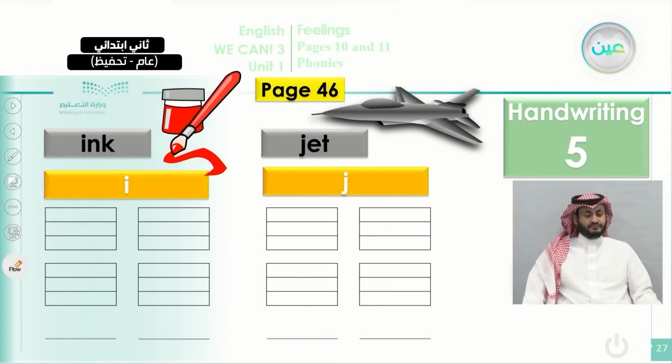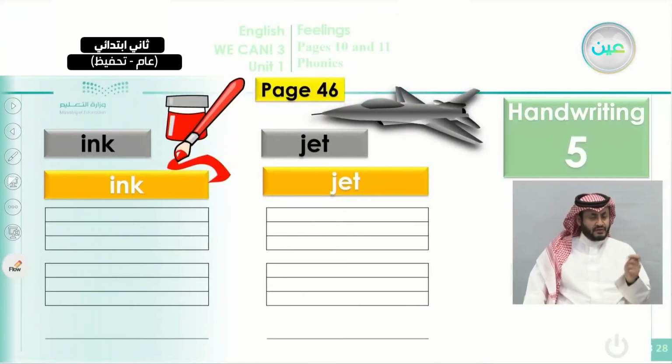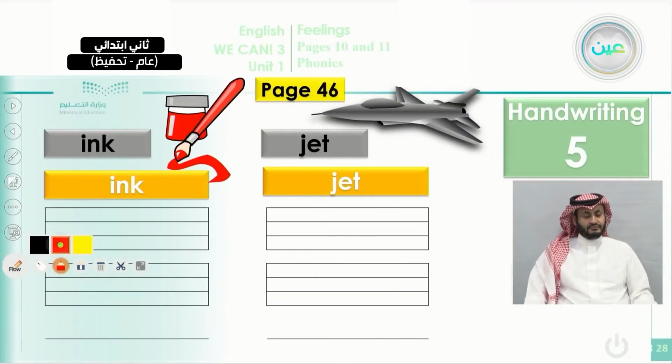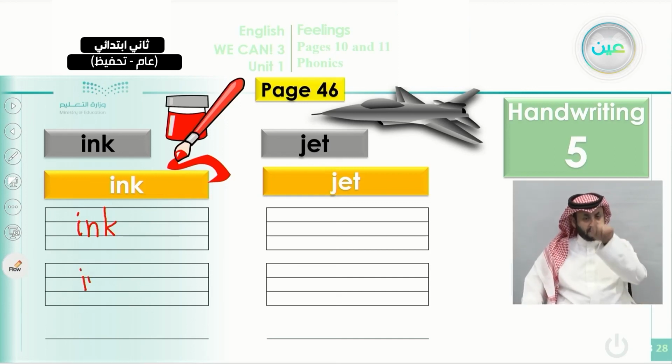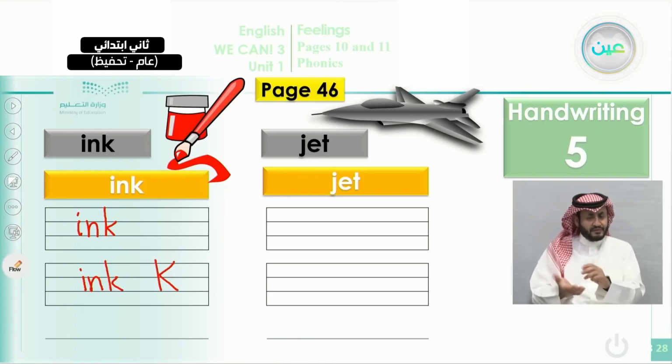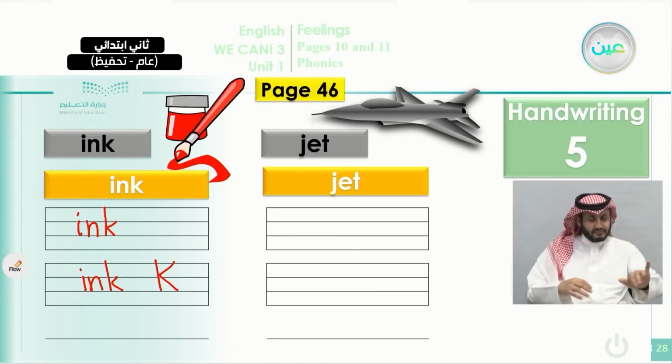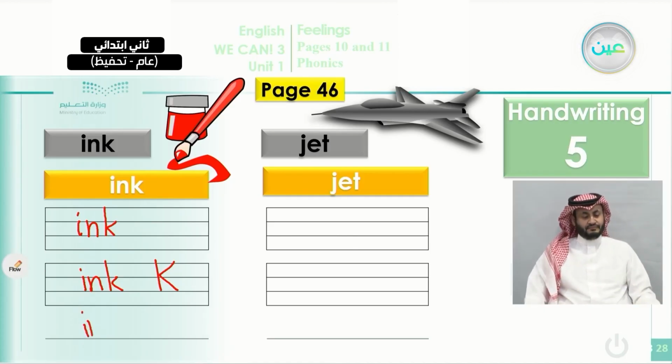How to write ink? It's very easy. Let's do it all together now. Ink, as we said, you write I, N, and the K should be written in this way. Notice how to write K. Okay, another way also to write K, N, K. Okay, don't write it like this because this way is considered a capital letter. But if you want to write small, you have to write it in this way. Okay, so if you want to write ink, I, N, K, ink.